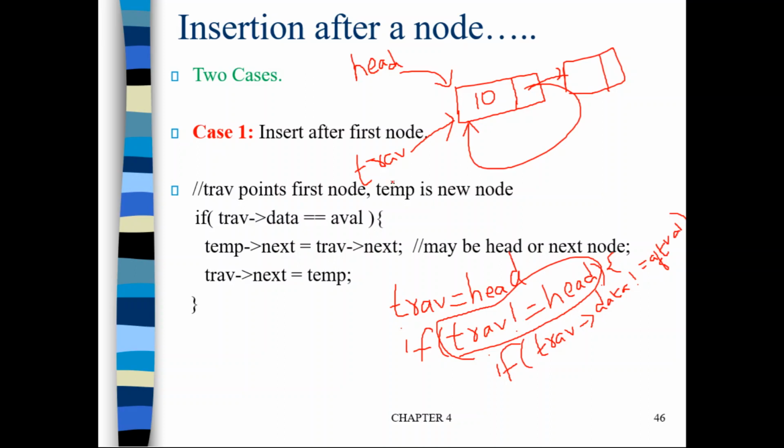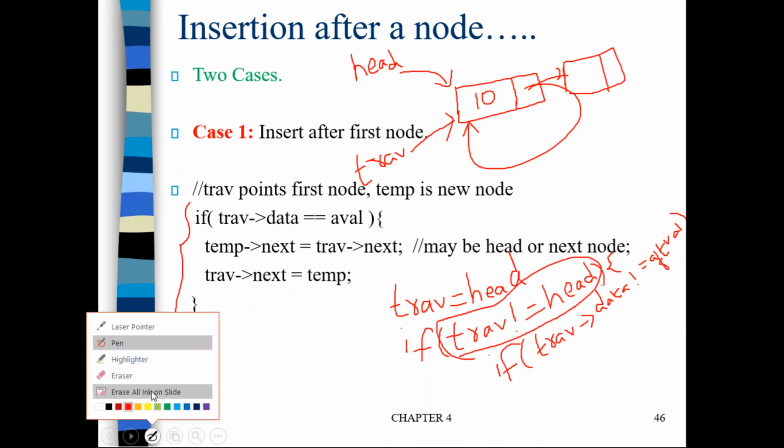So that is the reason why you cannot have a common logic for inserting after any node. So we should have a different logic, one for inserting after the first node and one for inserting after any other nodes. Especially this logic is for inserting after the first node if the linked list contains only one node. So with this understanding, let us go through this logic.